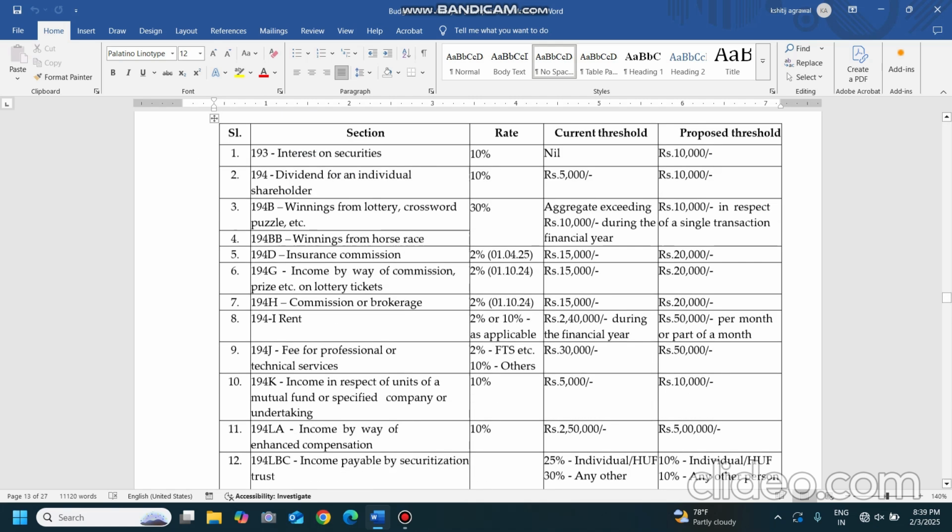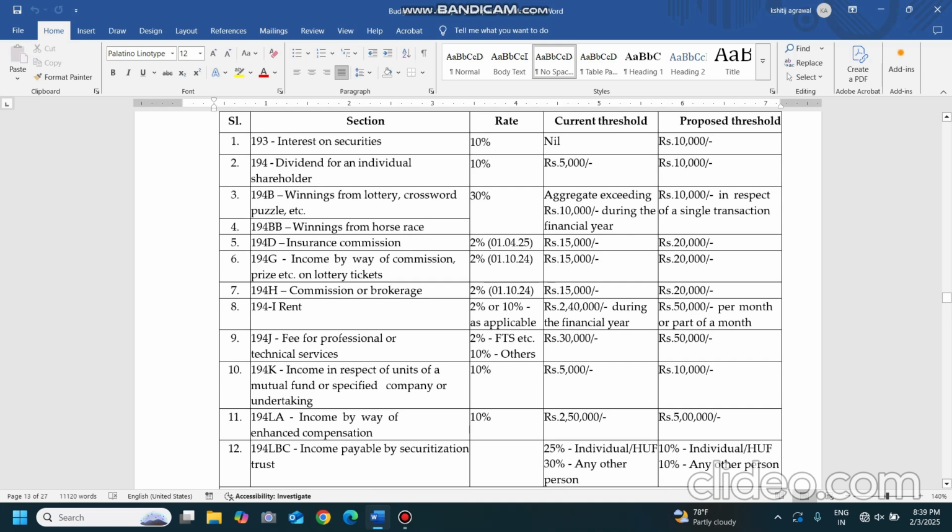Section 194B and 194BB, winnings from lottery, crossword, horse races, these cases. In these cases, the TDS rate is still 30%. But earlier the case was, if during the year the aggregate amount of payment in respect of these transactions exceeded 10,000, then TDS was required. But now they have given some relaxation that in respect of each transaction, if the amount is up to 10,000, TDS is not required.